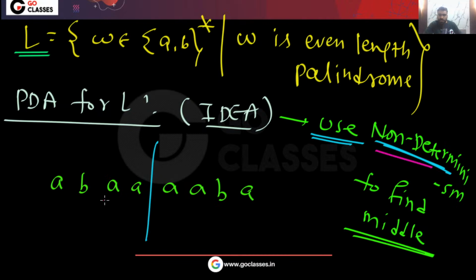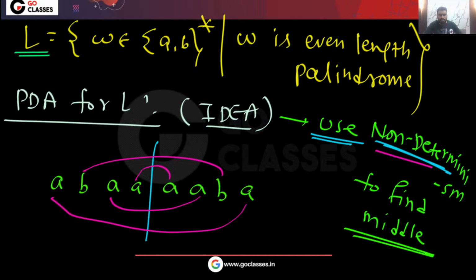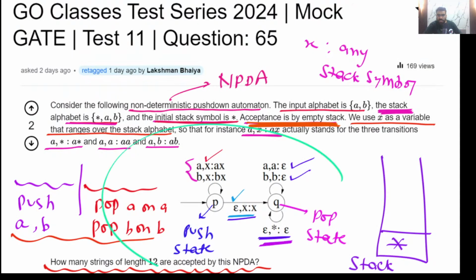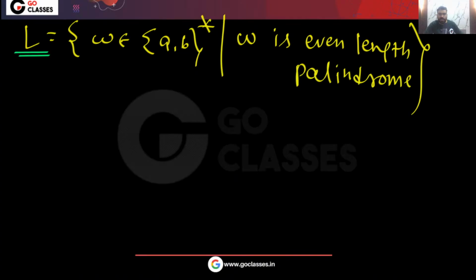You will find the middle, and then what you are doing is popping A on A, popping A on A, popping B on B, and popping A on A. So this is basically the PDA. You can see this is the PDA for the even palindrome language. Let's create the PDA. Very simple. You will use non-determinism. Remember.